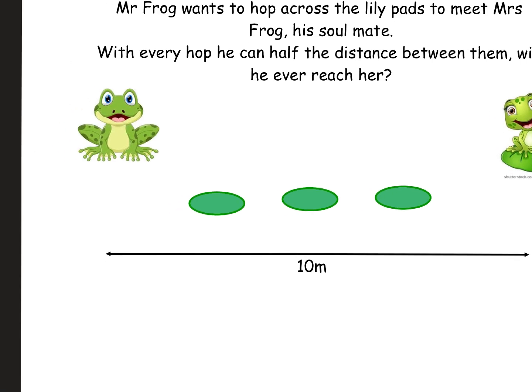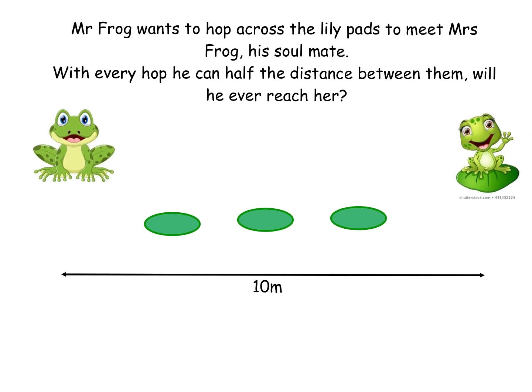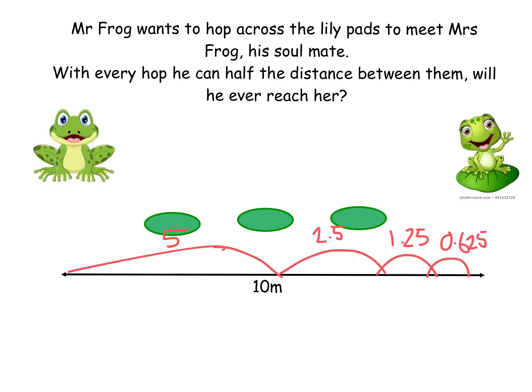So his first jump would be 5 and he'd only get halfway. Then he'd go 2.5. Then he'd go 1.25. Then he'd go 0.625. Would he ever reach her if she's 10 miles away?